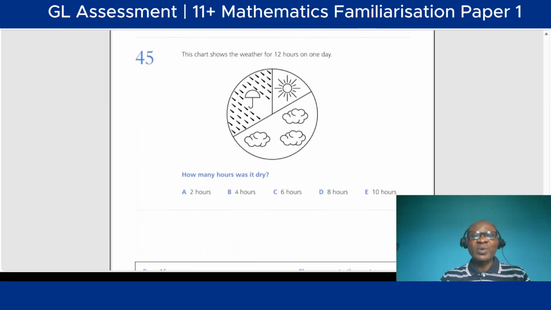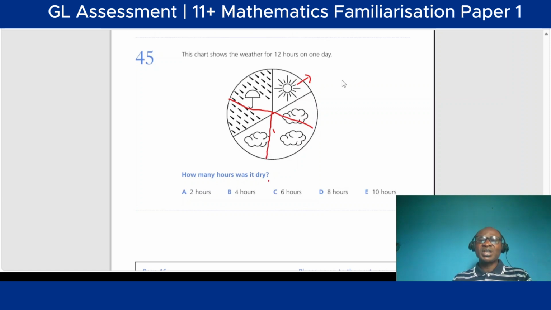This chart shows the weather for 12 hours on one day. So what we can see here, since you say how many hours was it dry? It was dry where the sun shines. Therefore, I can decide to draw something like this to make logical meaning here. This side of the circle is divided into 3 places, and the rainy day took 2 places. The cloudy time is also the same thing. So we can simply say that the whole of the circle can be divided into 6 sections.